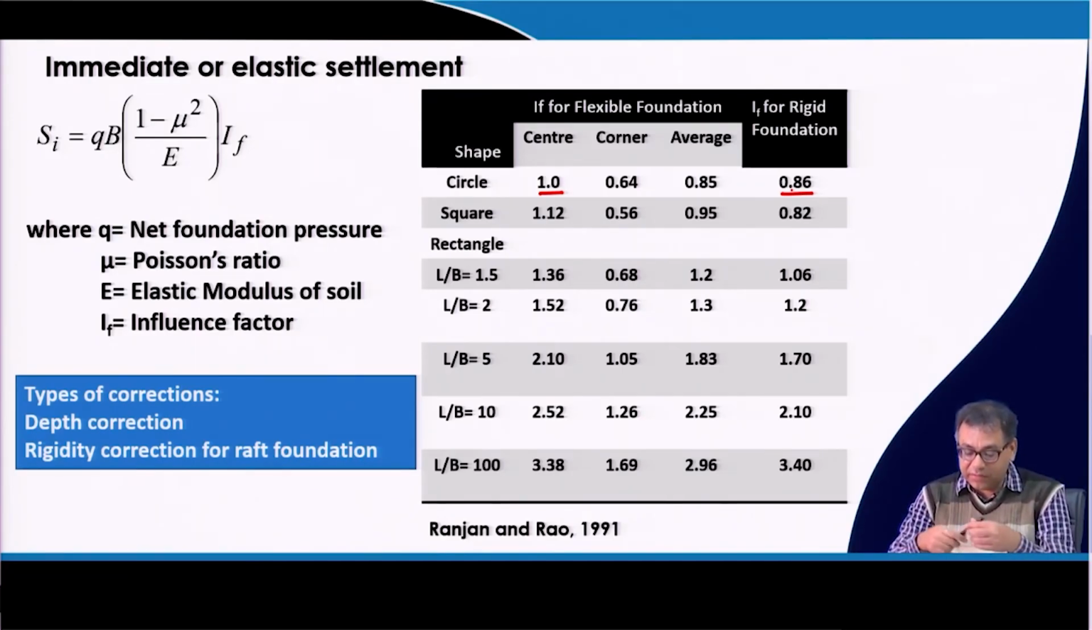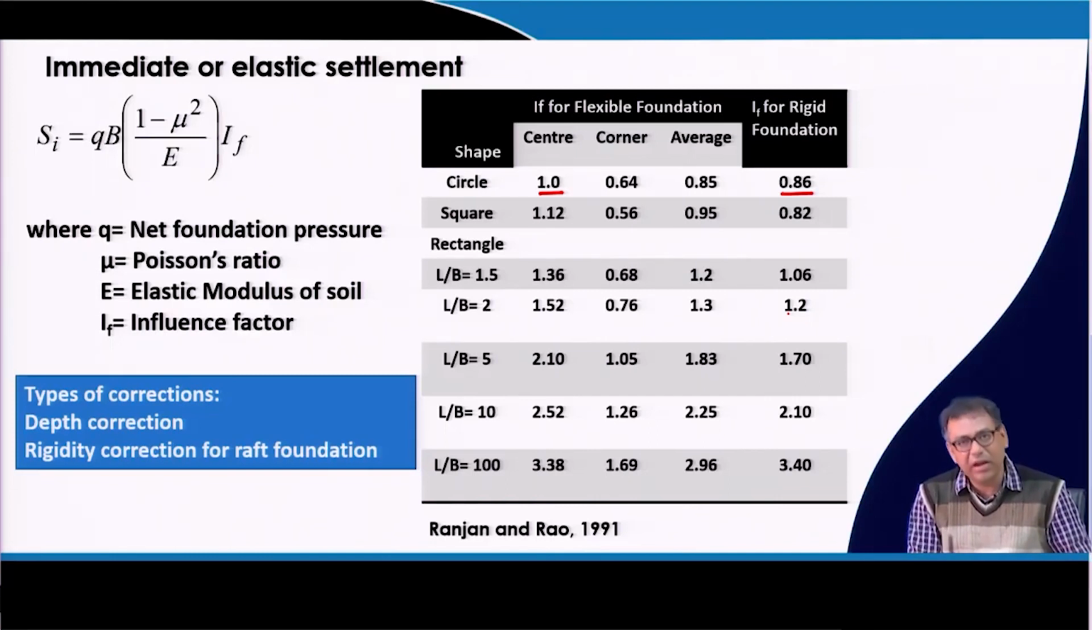Now, for the square footing it is 1.12 and 0.82, 1.1, 1.36, 1.06, 1.52, 1.2. So, if you see, the rigid footing influence factor is almost 80% of the influence factor of the flexible footing at the center.